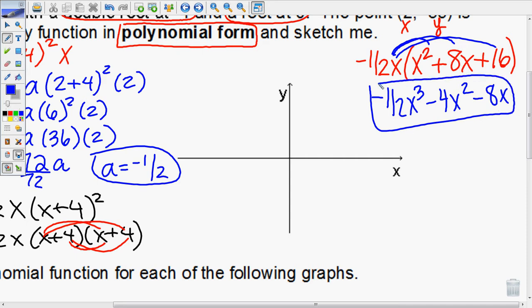Now you check it. If you were to check it, you could take 2 and plug it in and see if you get negative 36. And if I get negative 36, then I know I did it right. I can also check it with my factors. If I take negative 4 and plug it in and I get 0, then I know I did it right. Or if I take 0 and plug it in and I get 0, then I know I did it right. So there's various ways that you can check it. Main thing is taking your 3 points and plugging them in.